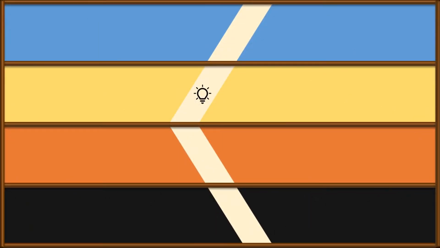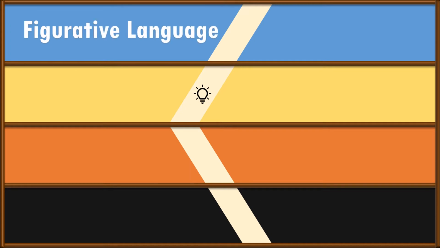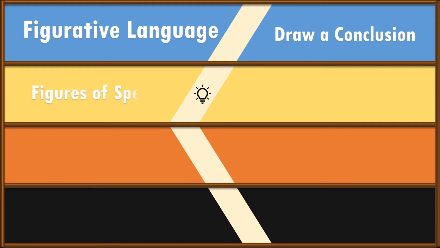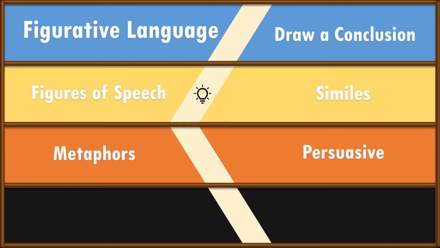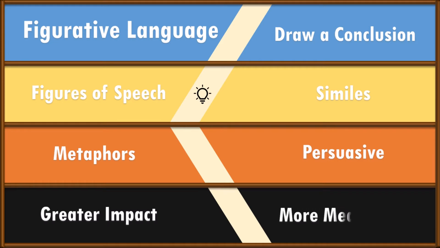To contrast, in figurative language, the sentence is structured for the listener or reader to draw a conclusion. Figurative language uses figures of speech, such as similes and metaphors, to make the message persuasive or to have a greater impact on the reader. Figurative language can be much more meaningful than literal language. Let's consider some examples of figurative language. Remember, we are trying to determine the deeper meaning of these sentences.